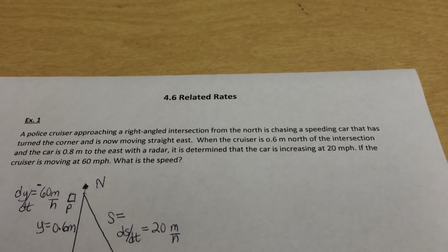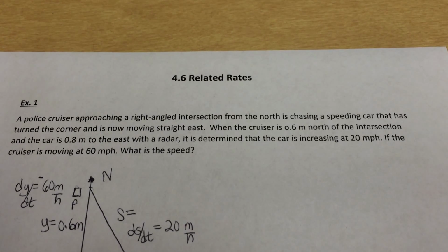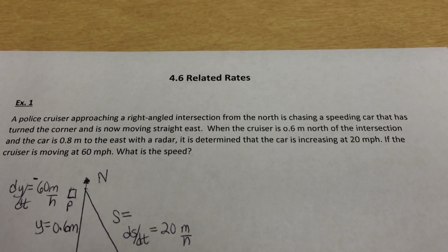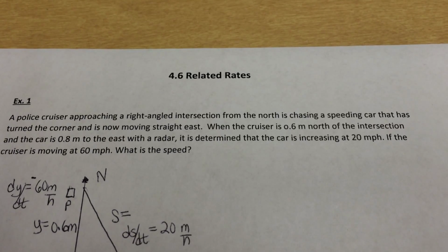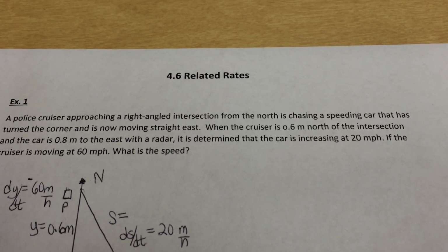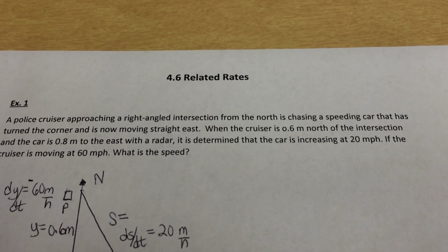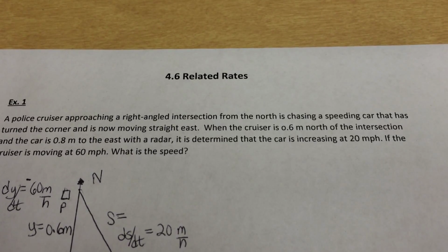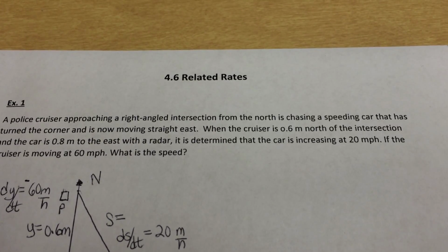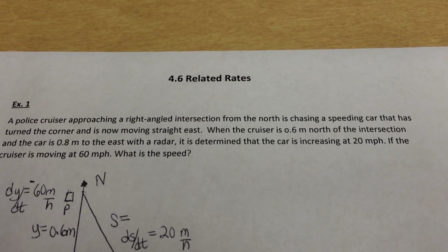In this problem, it says a police cruiser is approaching a right angle intersection from the north, chasing a speeding car that has turned the corner and is now moving straight east. When the cruiser is 0.6 miles north of the intersection and the car is 0.8 miles to the east, with the radar, it is determined that the car is increasing at 20 miles per hour if the cruiser is moving at 60 miles per hour. So what is the speed?